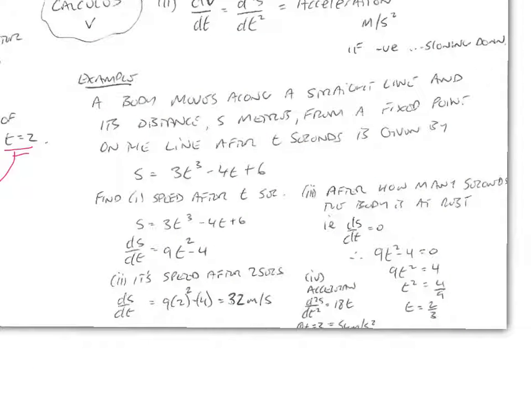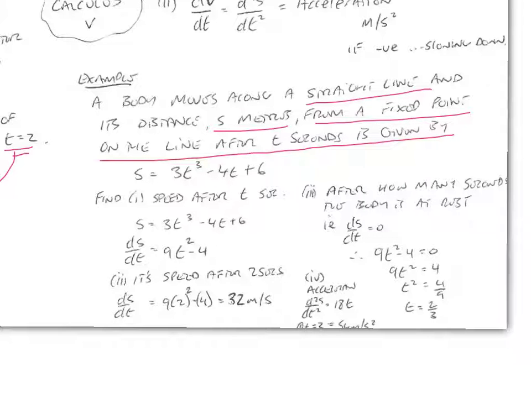Okay, a body moves along a straight line, and its distance s meters from a fixed point on the line after t seconds is given by s equals 3t cubed minus 4t plus 6. Find the speed after t seconds. Well, s is given by that. ds dt must be 3 3s are 9t squared minus 4. So after 2 seconds, its speed is, plug 2 in for t, 32 meters per second.